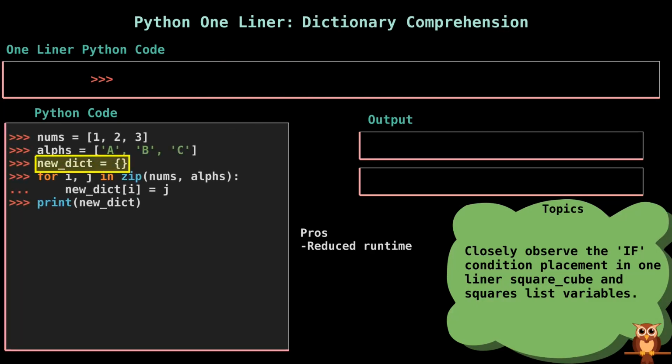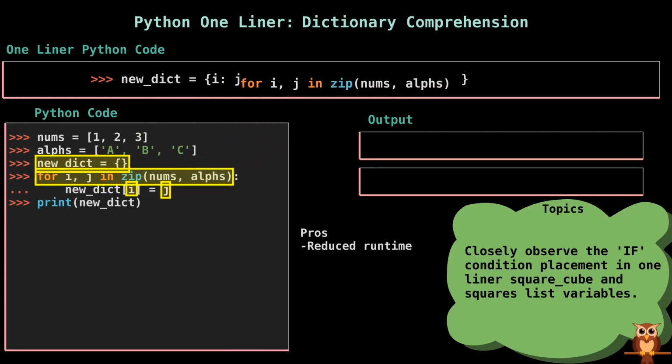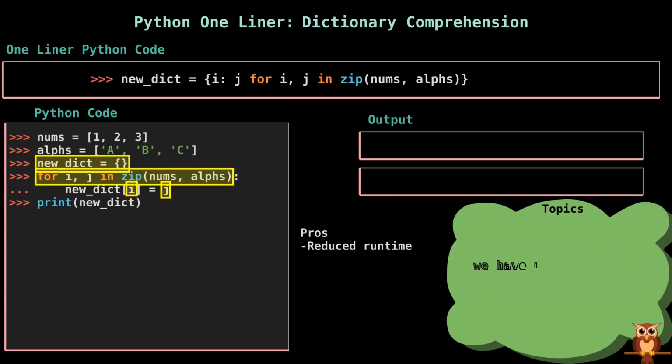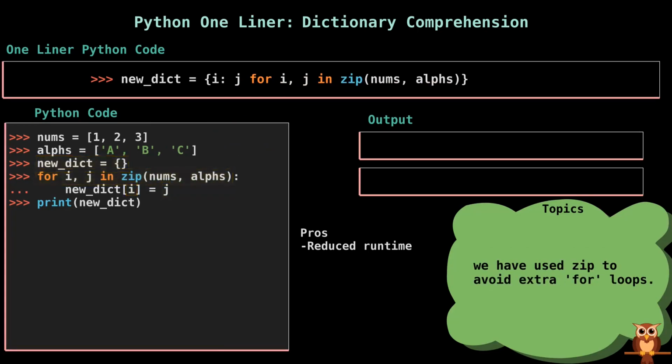Instead of a list, you can also store for loop data in a dictionary. This is known as dictionary comprehension. Dictionary comprehension is a concise and memory efficient way to create and initialize dictionaries in one line of Python code.